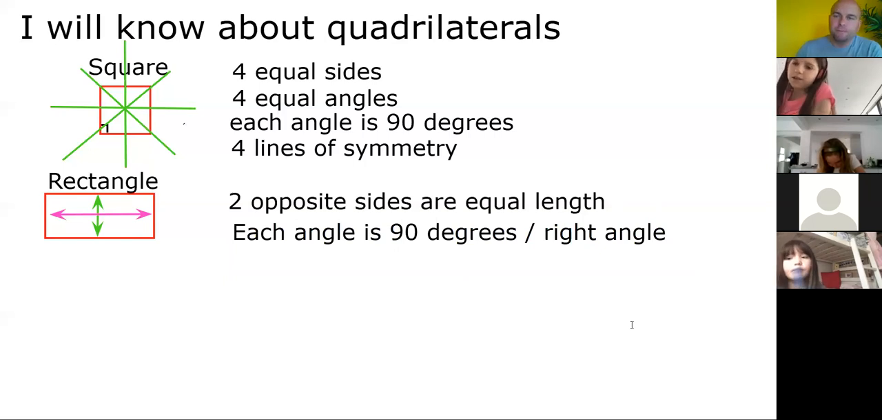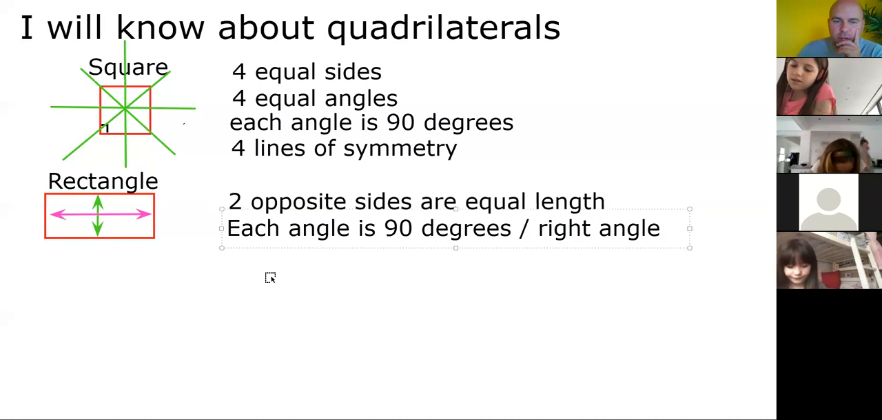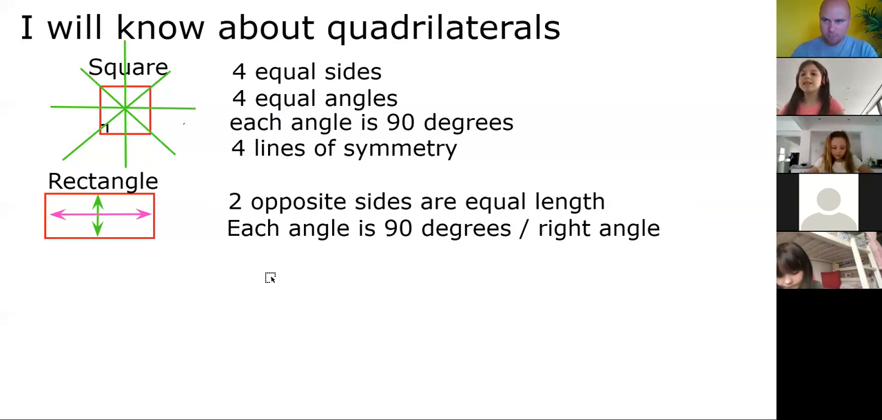But it's not a square. Why is that though? Tell me why it's not the same as a square. Because it only has 2 lines of symmetry. Yeah, absolutely. It can only have 2 lines of symmetry, and it only has those 2 opposite sides that are equal. So we've got our lines of symmetry here. I think I'm going to go light blue.